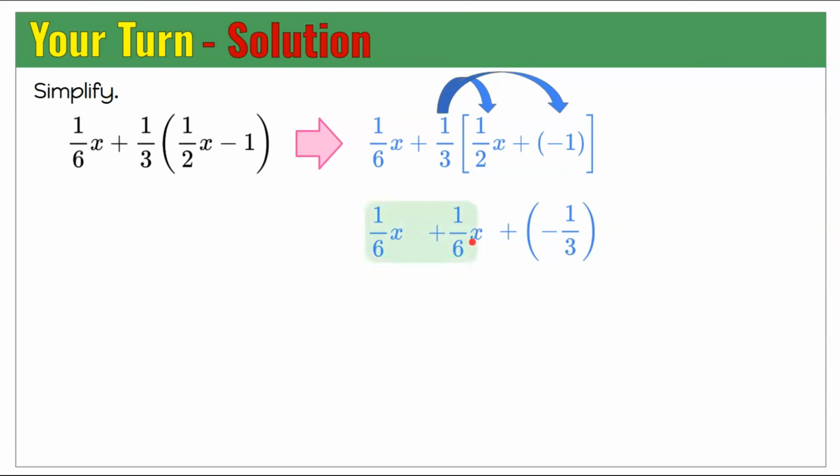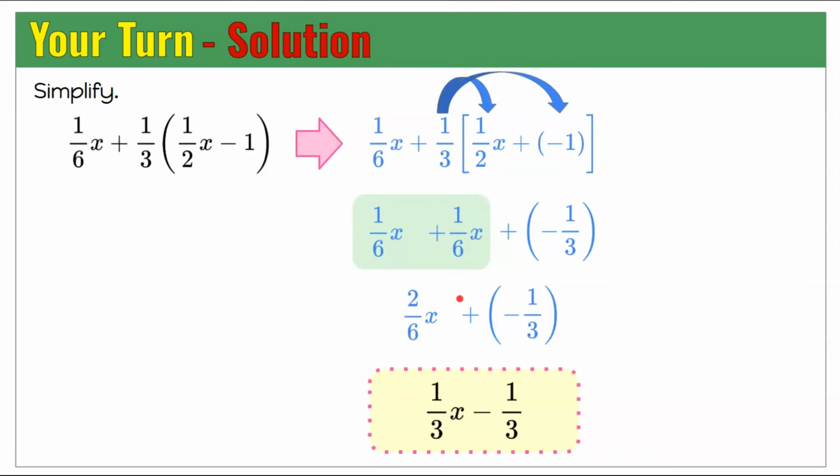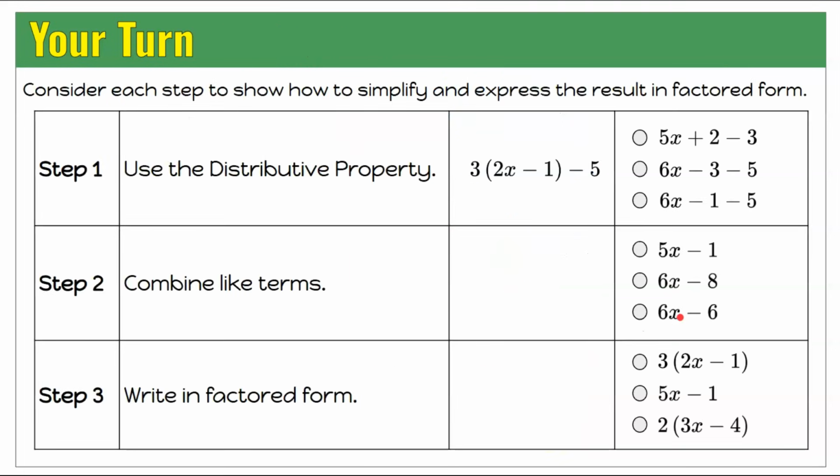Now I'm looking for like terms, which I have right here. 1/6 x plus 1/6 x already has a common denominator, so I get 2/6 x, and then add my -1/3. I can simplify one step further. 2/6 can be simplified to 1/3 x, and then rewrite add an opposite by subtract the positive. 1/3 x, subtract 1/3. All right, here is our final question for the video.